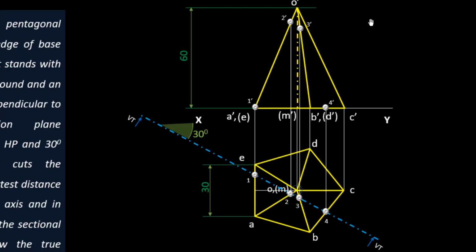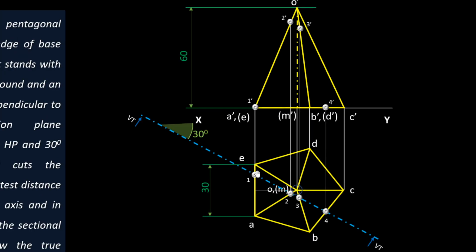When projecting to the front view, project point 1 towards AE. AE is the edge. AE is actually a point here, so project that point towards that point. This point will be 1 dash. A dash, E dash and 1 dash are the same point, which is E dash actually. And the second point 2 on OA, project that point 2 onto the slant edge OA. We will get the point 2 dash over here.